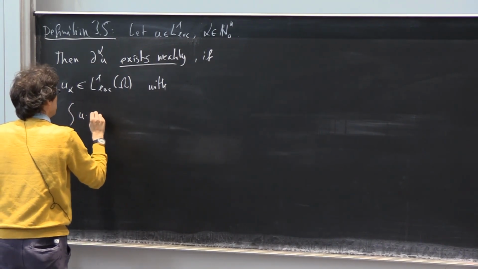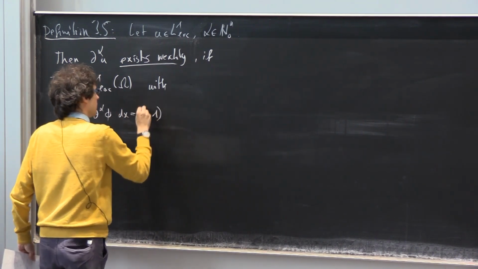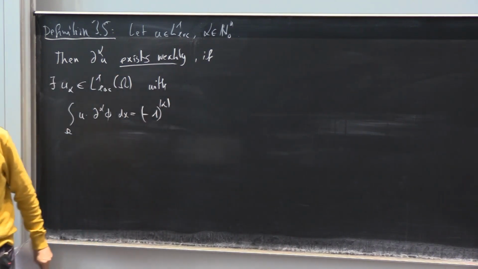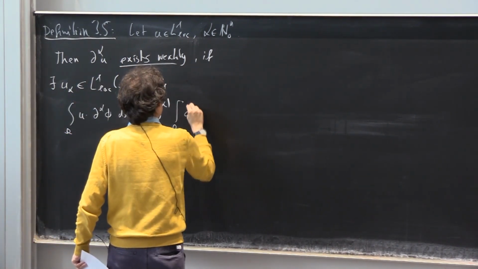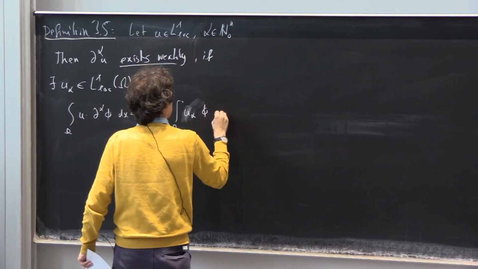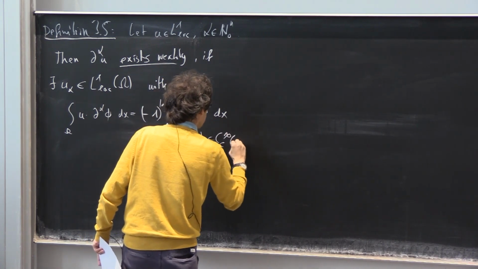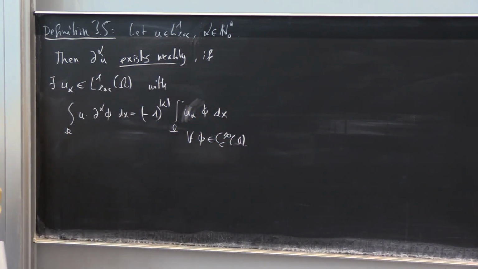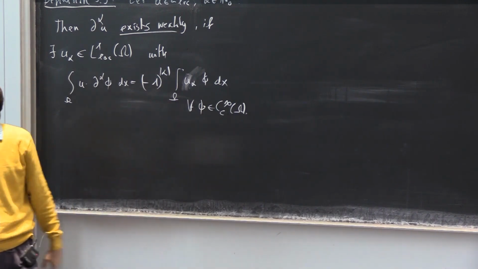so the integral over omega of u times the alpha derivative of phi equals, okay, the bunch of minus signs that you get when you do the partial integration, times the integral of u alpha phi dx. And this must be valid for all phi in C_c infinity of omega. So for all test functions, you have to have this partial integration formula. And if there is a function that satisfies this formula, then you just call this function the alpha derivative.